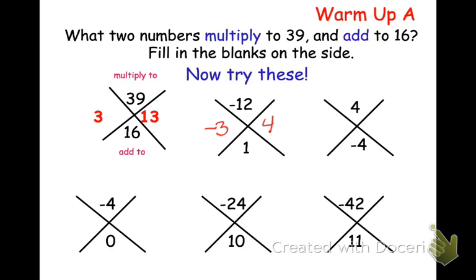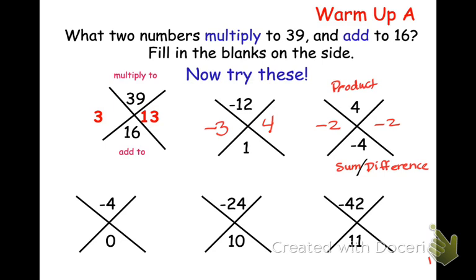Every time, I want you to write the product on top, and down here we're looking for a sum or a difference. Okay, so what multiplies to 4 but adds to negative 4? I need somebody I haven't heard from. Negative 2 and negative 2. Negative 2 times negative 2 multiplies to positive 4, and negative 2 plus negative 2 adds to negative 4.